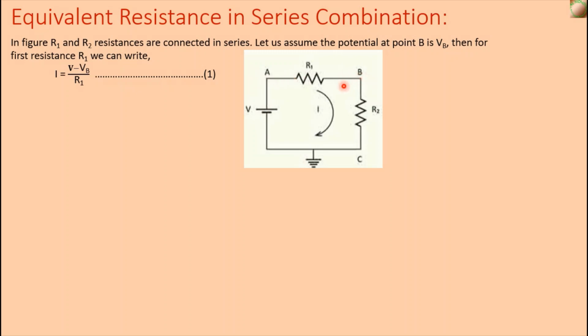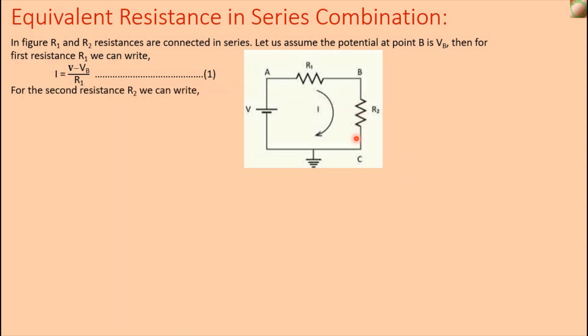The potential difference between the two ends of this resistor R1 is VA minus VB. Here VA is V and at point B the potential is VB. Therefore, the current flowing through this circuit, I, is equal to V minus VB divided by R1.